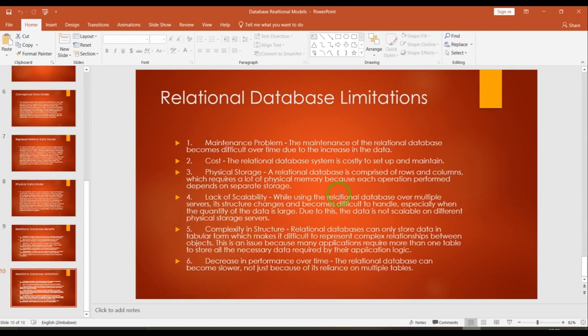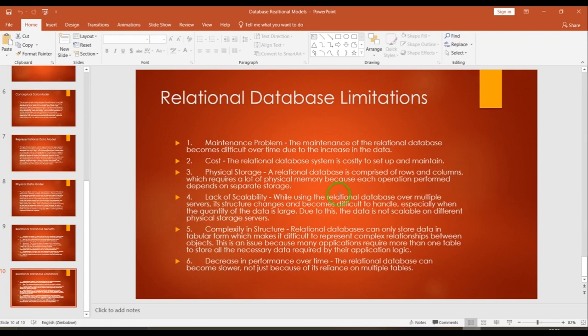Third, physical storage. What comes to your mind when you hear the word physical? Or when you hear the word storage, what comes to your mind? A relational database is comprised of rows and columns, which requires a lot of physical memory because each operation performed depends on separate storage.